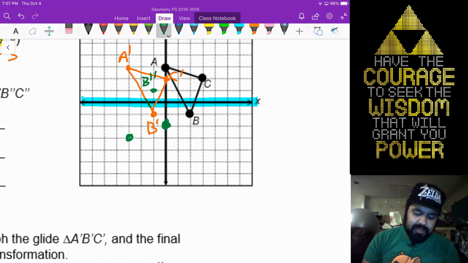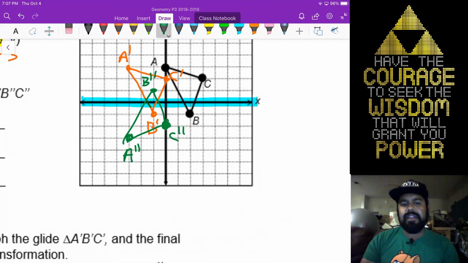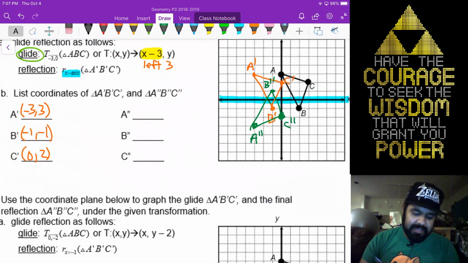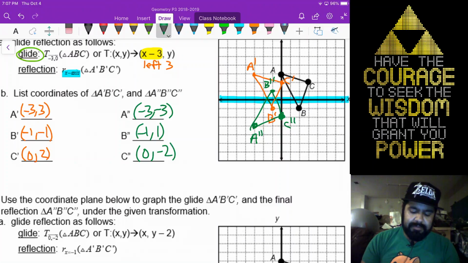And then again, make sure of the proper notation, that is B double prime, A double prime, C double prime. All right, so there's our glide reflection. Let's go ahead and label those coordinates. So A double prime is now going to be at -3, -3, -1, +1, and 0, -2.